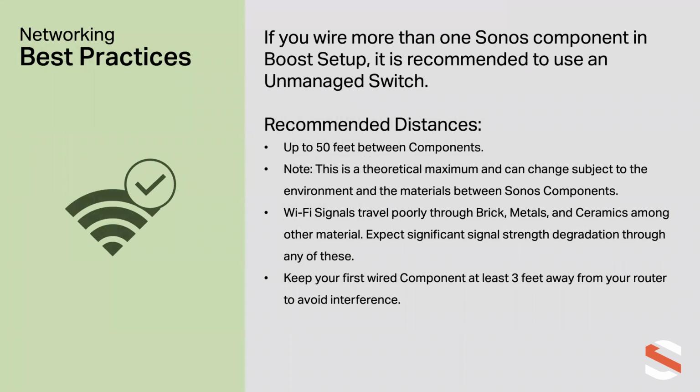Now, we're going to get into this a little bit more later, because I already hear you all saying, wait, what? Sonos recommends an unmanaged switch? We will talk about that, my friends. Don't worry. But recommended distances when using Sonos wirelessly: up to 50 feet between components. That's our theoretical maximum. It's important, again, to consider interference and things that might be causing interference in the home that could block Sonos. That maximum might not be 50 feet.